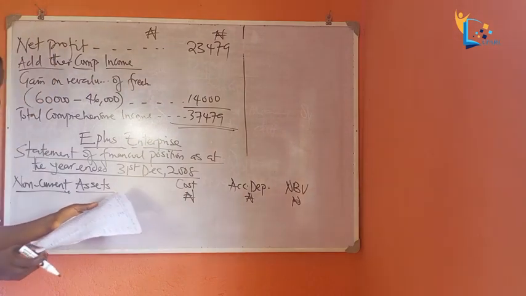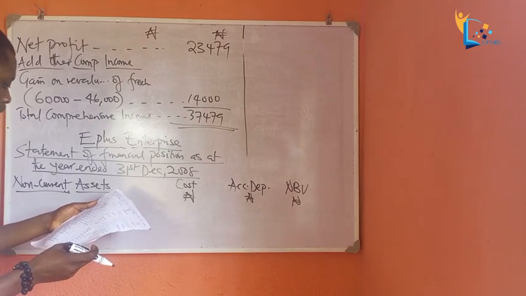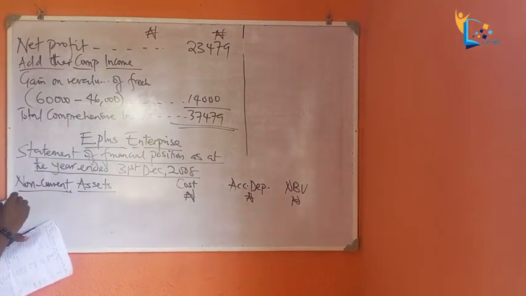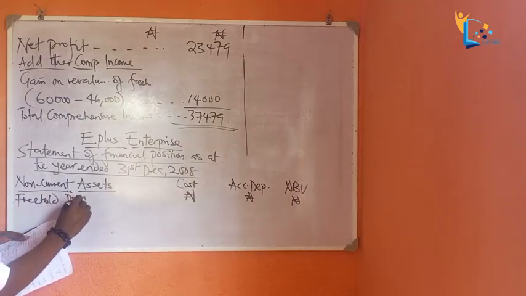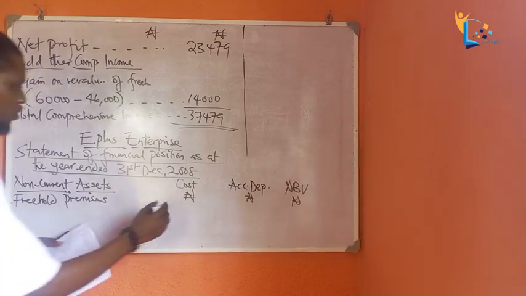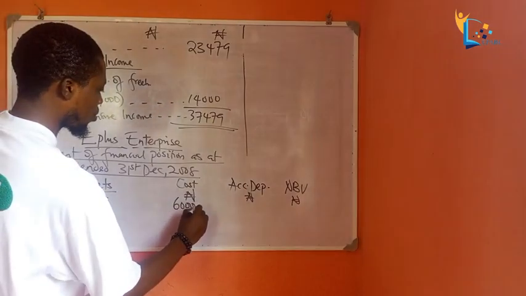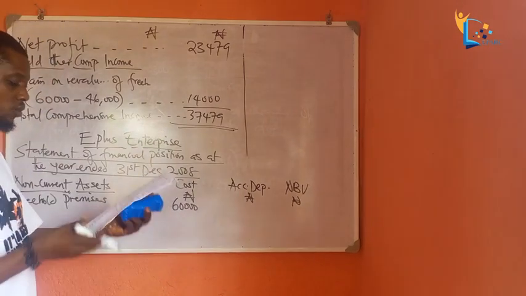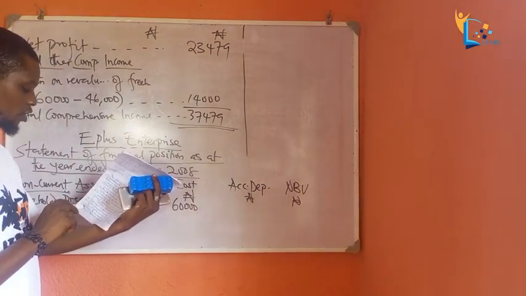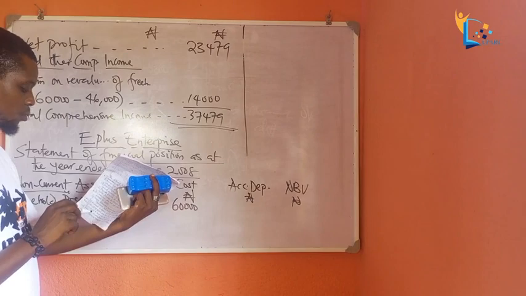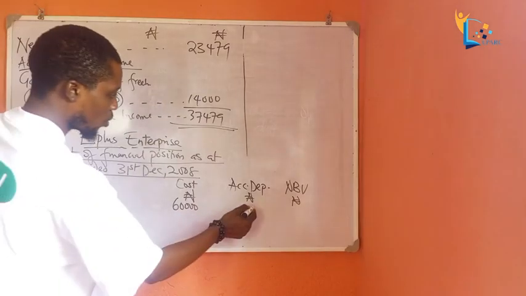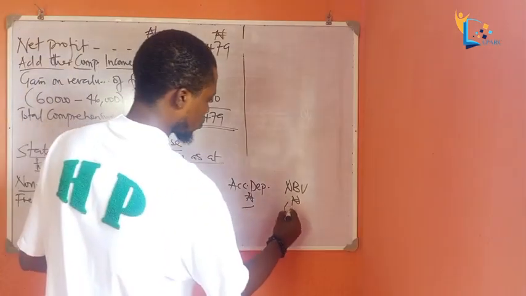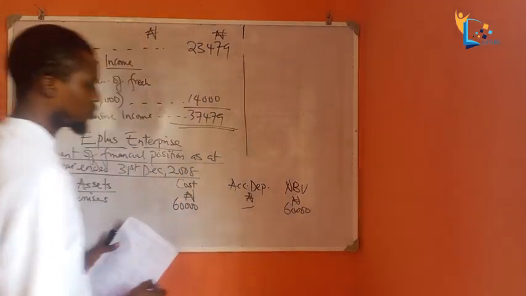So we have the first one here, freehold premises. The cost now is 60,000. Remember, we revalued. Check your additional information, you'll see it. Freehold premises revalued at 60,000 naira. There was no depreciation on freehold, so you bring down your net book value.